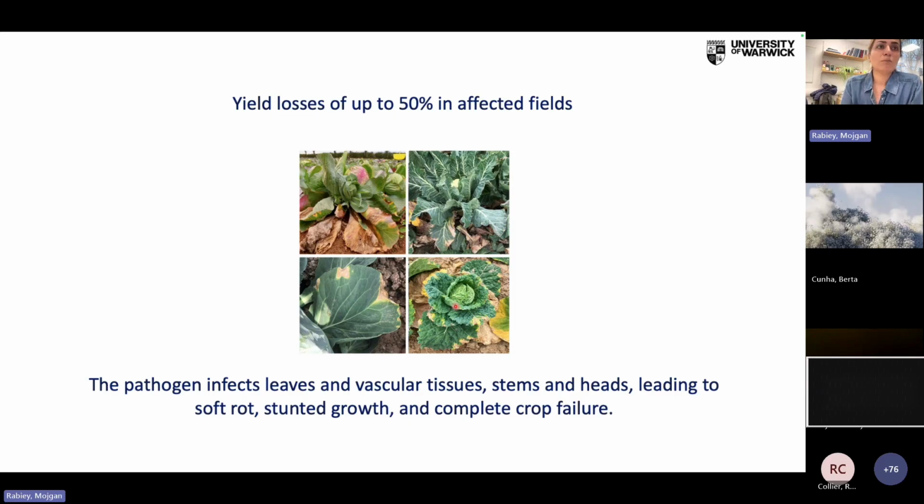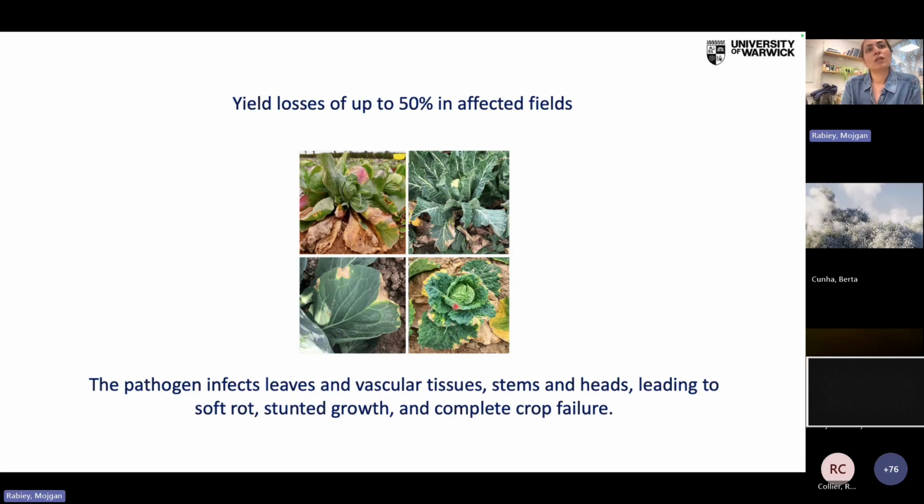The traditional method of using copper is limited because of bacterial resistance emerging, because of adverse environmental impact, but also because of legislation. Also, it's quite hard to breed for resistance, considering that there are many different races and also many different strains within the same race with different pathogenicity and virulence.